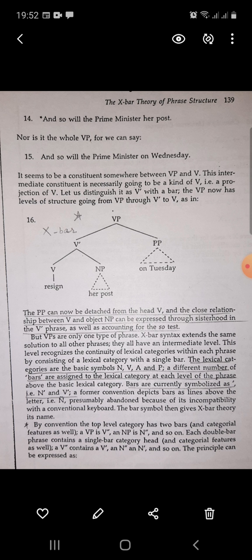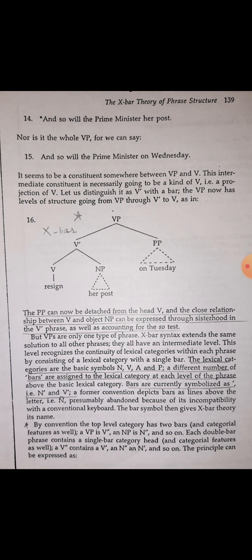By convention, the top level category has two bars and categorical features as well. So the top category has two bars, and it also has some other category with it. Because of the presence of a noun phrase, which is an essential part of this verb, we have to put a complement alongside. Each double bar phrase contains a single bar category head. Fine. And V double bar contains a V single bar, an N double bar consists of an N single bar, and so on.